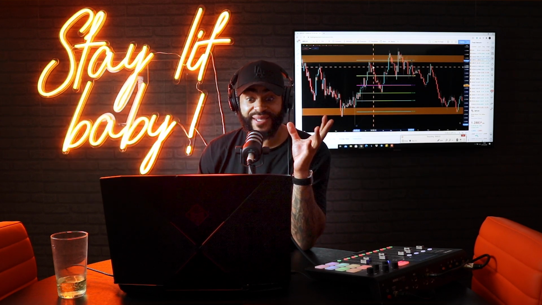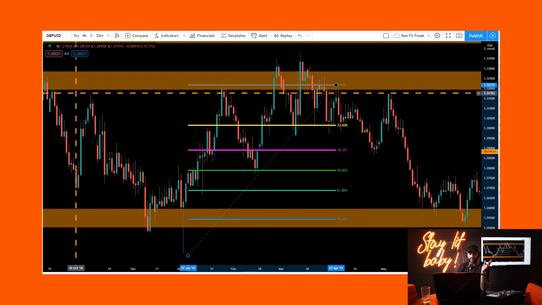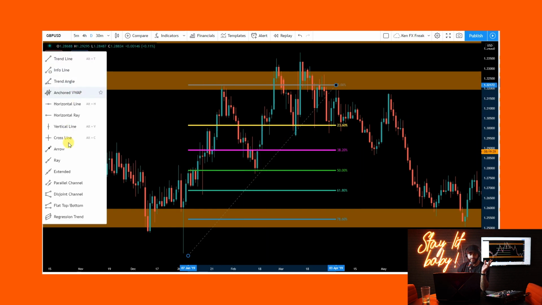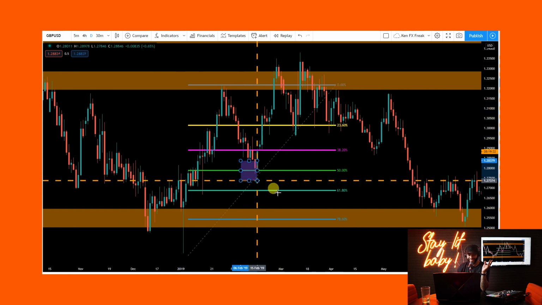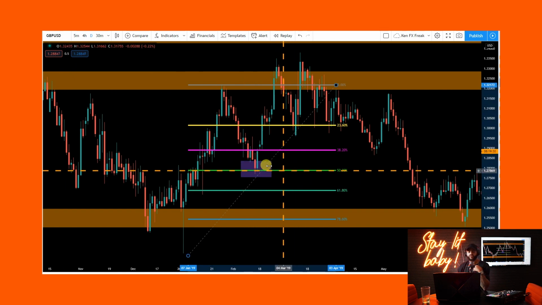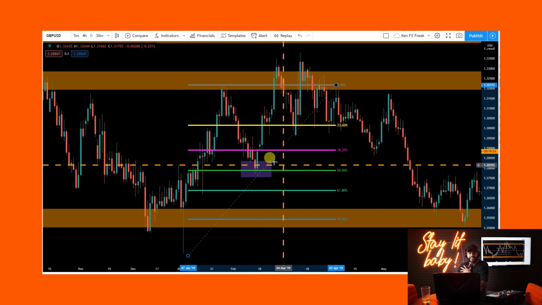So what you can see here is really nice, we're getting a pullback, cooling, and boom. Look at this. I was trying to find a drawing tool. Anyway, boom. Right on that 50% Fibonacci. So now we know, okay, this has supported the price. The buying momentum is going to come back into play.